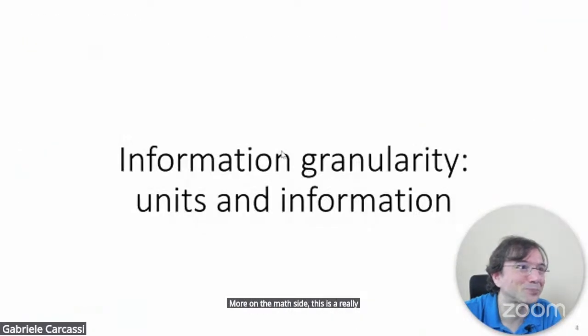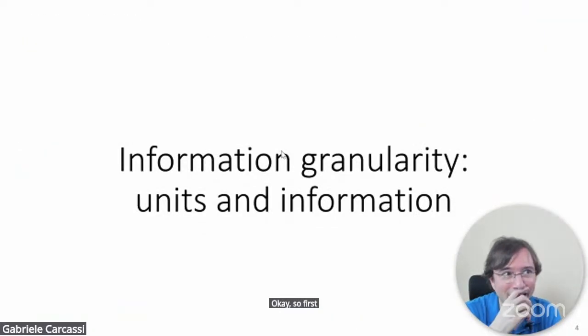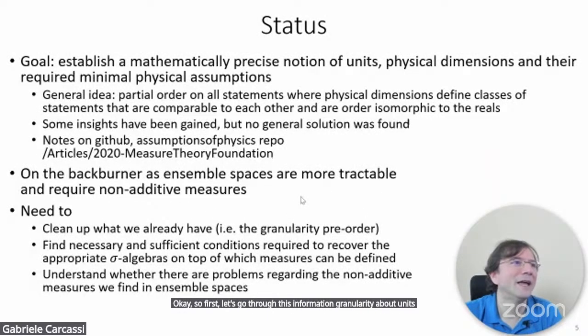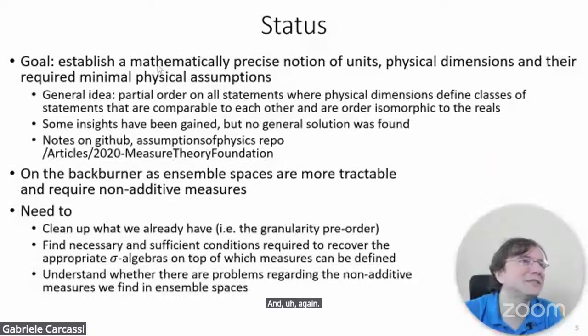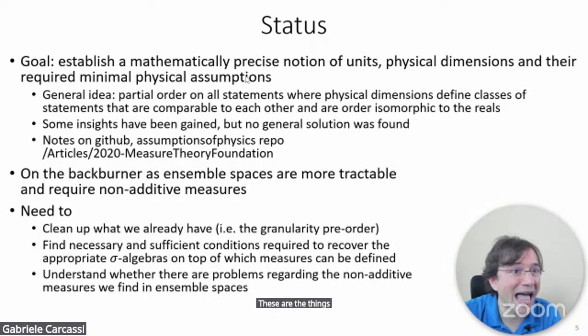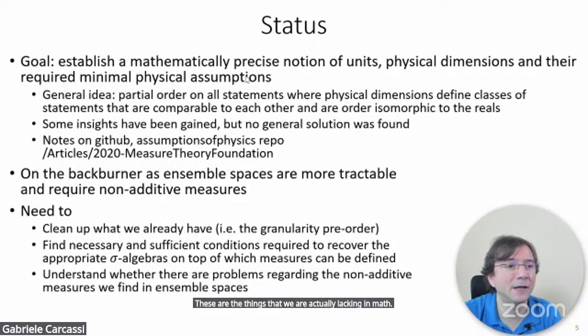Okay, so first let's go through this information granularity about units and information. And again, the goal is to establish a mathematically precise notion of units, physical dimension, and the required minimal physical assumptions. These are the things that we are actually lacking in math. And a lot of the arguments that we have in reverse physics rely on dimensional analysis and units being treated well.